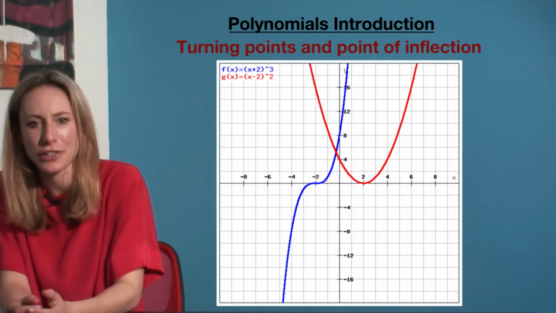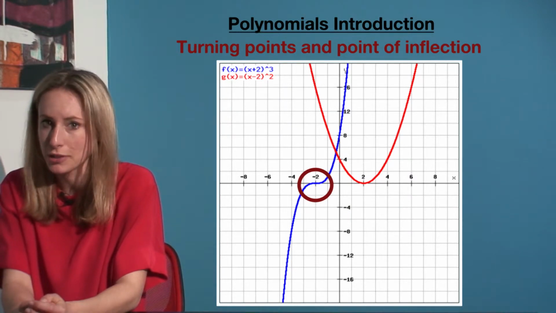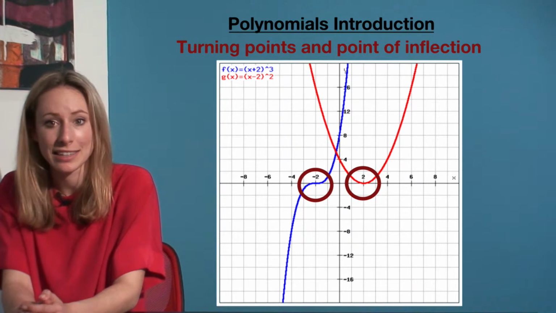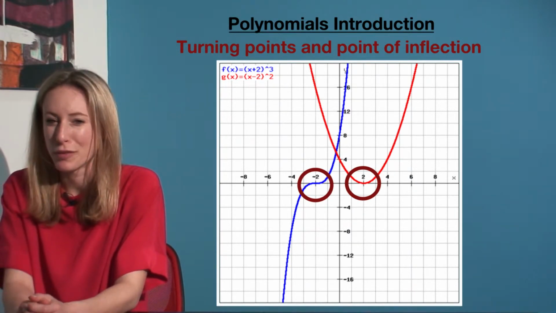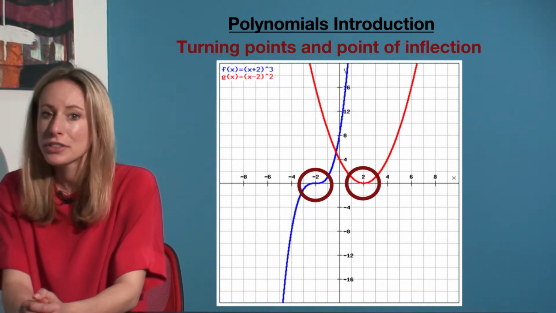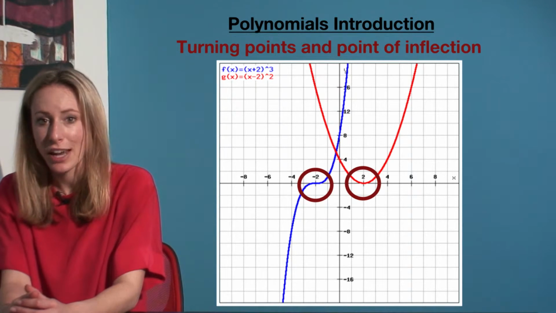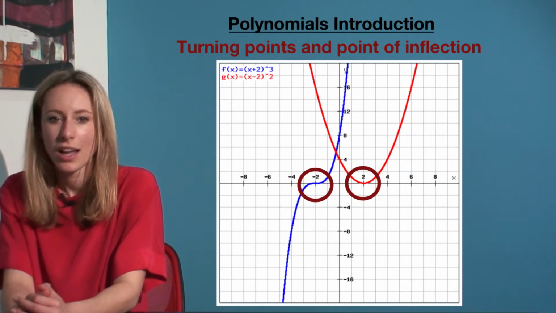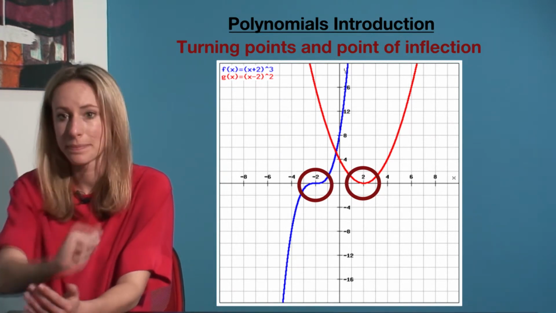We can see the point of inflection at x equals -2 and y equals 0 in the cubic function. We can see the turning point of the quadratic in the red at x equals 2 and y equals 0. Note how the function flattens out and then reverses direction. Whilst a quadratic function can only have a turning point, a cubic function can either have a point of inflection or two turning points. Either way, it ends up continuing on in the same direction that it started.